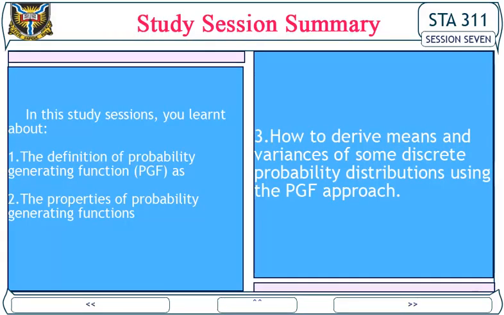Summary of study session 7. In these study sessions, you learned about 1. The definition of probability generating function (PGF), 2. The properties of probability generating functions, and 3. How to derive means and variances of some discrete probability distributions using the PGF approach. This is the end of study session 7. Thanks for listening.